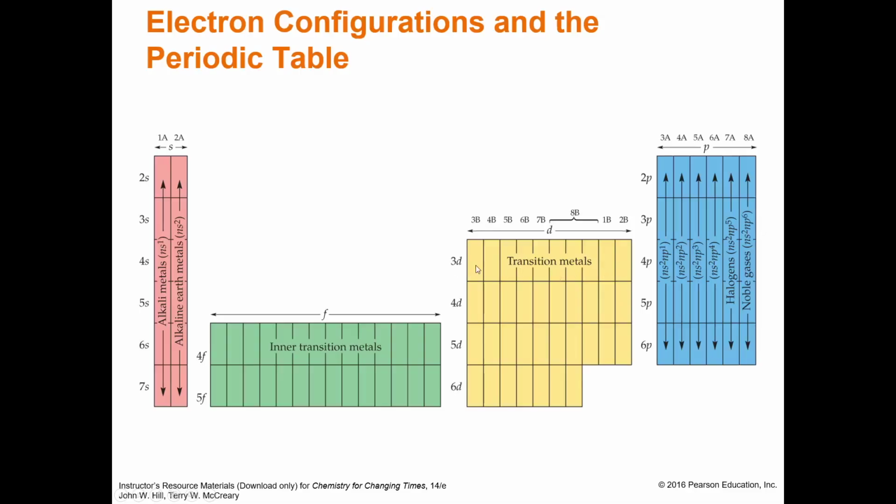Again, the easy way to remember this is you're on your 4th period. D's are uncomfortable, so it's always one less. So instead of being 4D, it's going to be 3D because they're uncomfortable. And so this is 3D orbitals that you start filling in.